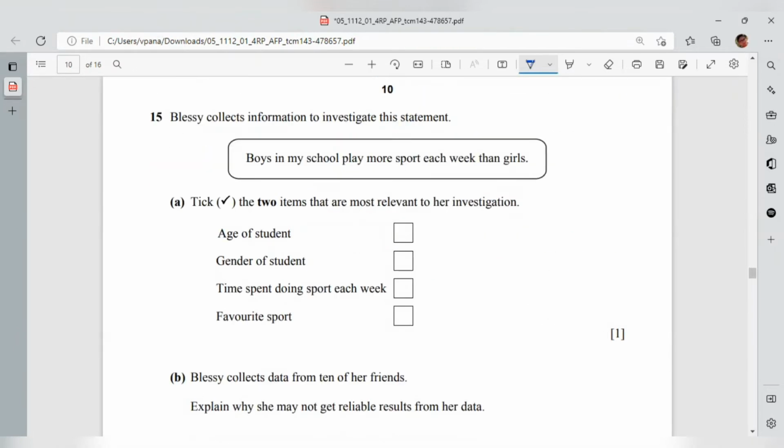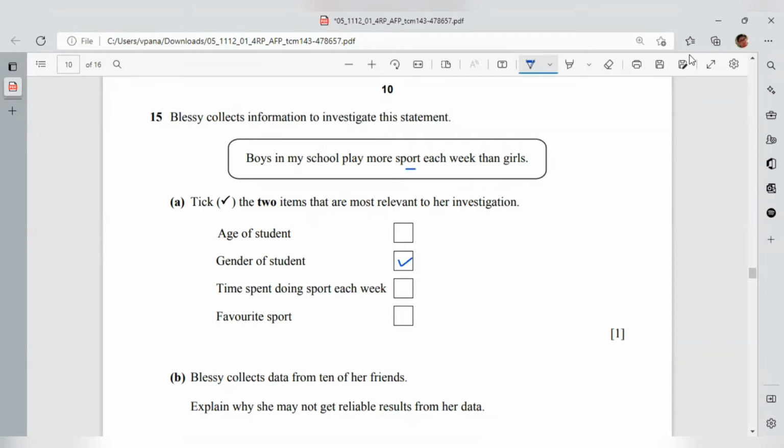Leslie collects information to investigate this statement. Boys in my school play more sport each week than girls. Tick the 2 items that are most relevant to her investigation. Okay, so boys, she's saying. So definitely she must have asked them, gender of the student.